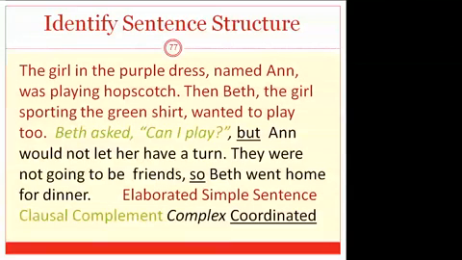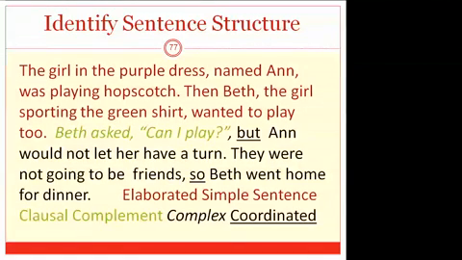We also have a couple of coordinated clauses, which are underlined. So you will note that we have one sentence that is both complex with a clausal complement and coordinated. The sentence, Beth asked, "Can I play?"